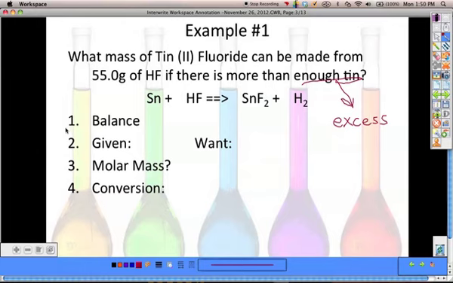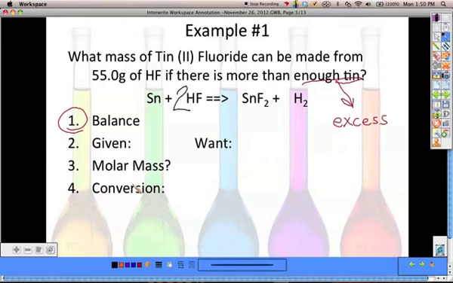So the first step is always to balance it. How do we get this one balanced? Got it, Alexis? Yeah, 2 in front of the hydrofluoric acid or hydrogen fluoride. Excellent, thank you. And now I'm balanced. So my first step is done. One of my most important steps, done. We're good.